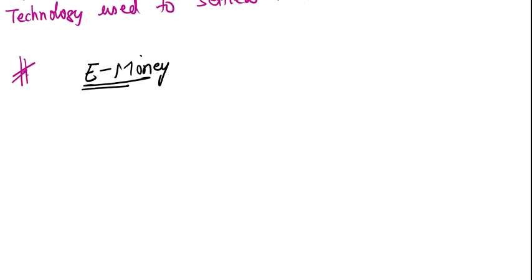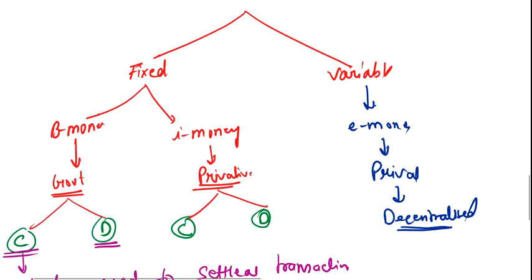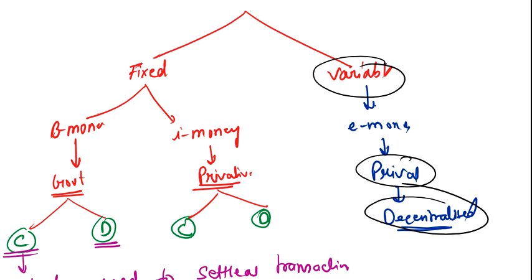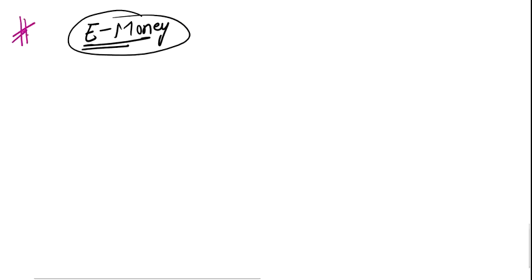Clear? Now let us move ahead to the second part of our discussion, which is based on the characteristics of e-money. Over here the focus will be totally on e-money, that is the variable part of money, which is private and decentralized. Clear? Now first of all, understand what the risks associated with e-money are. There are basically 5 different types of risk: operational risk, liquidity risk, default risk, market risk, and foreign exchange risk.